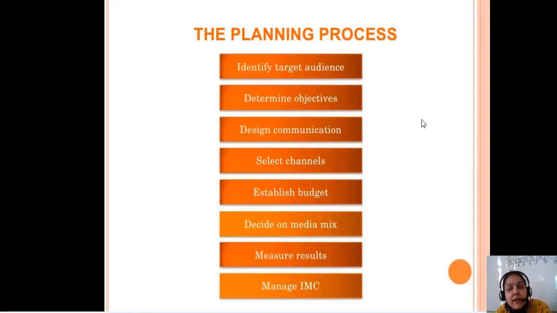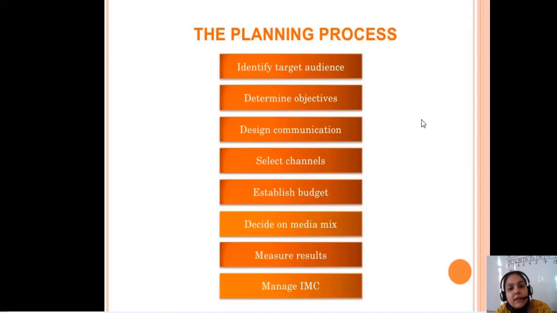Okay. Then you decide on the media that you will be using. And after accommodating so many things, you measure the result. What does that mean? After selecting the channel, after establishing the budget, after designing the communication, after implementing everything, you will have some kind of result in your hand. You will start looking at it to see exactly how it is, whether it is proper or not, whether you are getting whatever you desired. That is the most important thing.